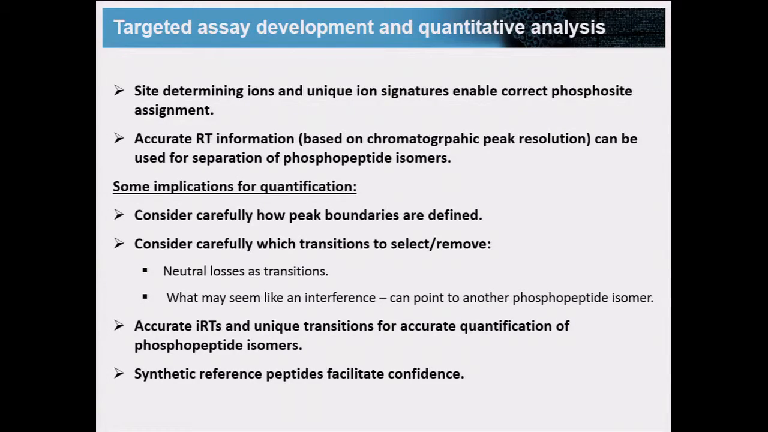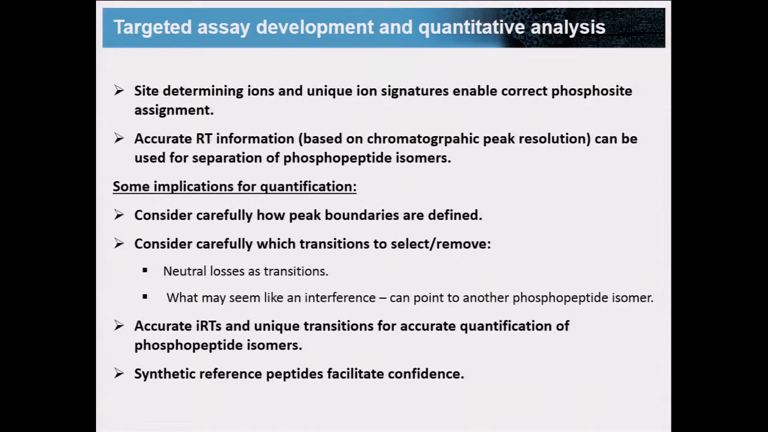And some considerations when we go and do these types of analysis. First of all, we should consider very carefully what we have defined as peak boundaries, so what we have defined as things that we should remove. What we were calling interferences before now might pinpoint to a different phosphopeptide isomer, and if before we just selected the top 5 or the top 10, in this case it might also include neutral losses, and these might not be very useful when we want to do phosphosite assignment.